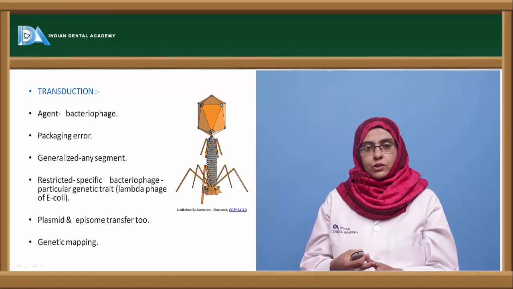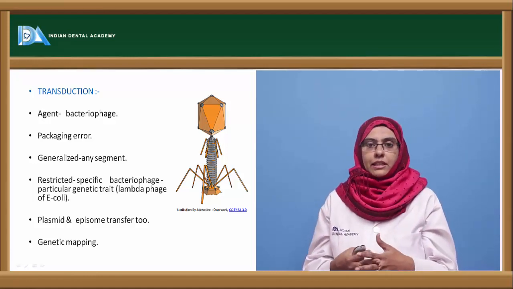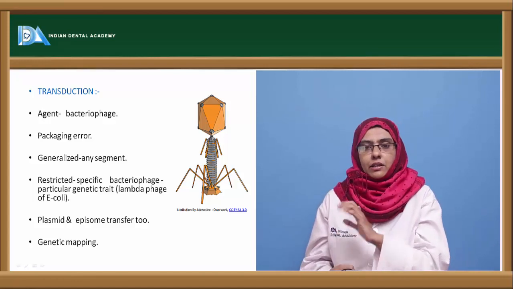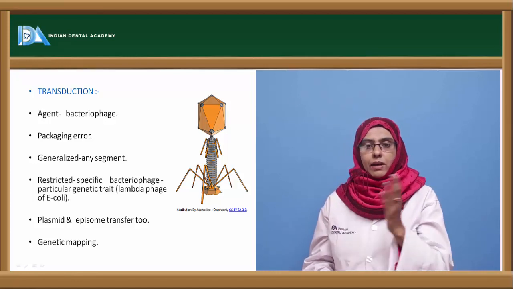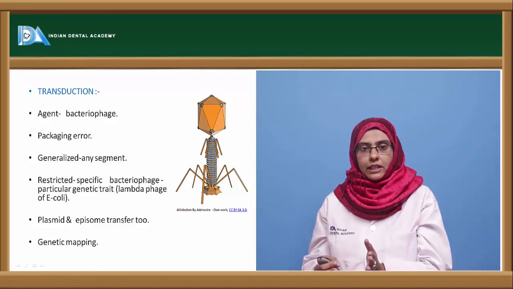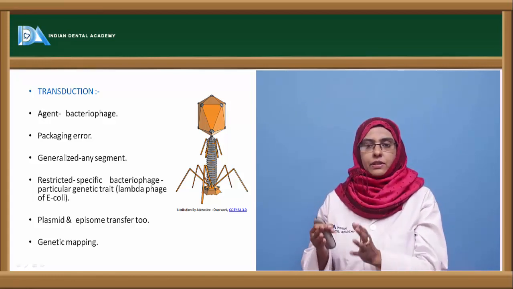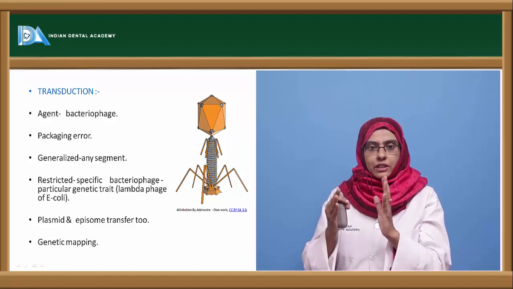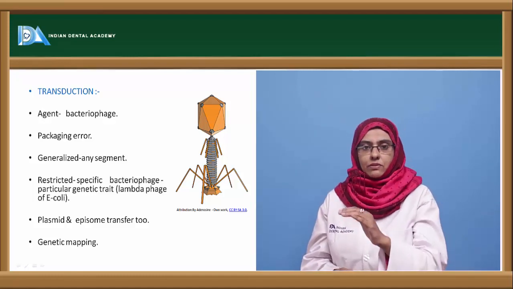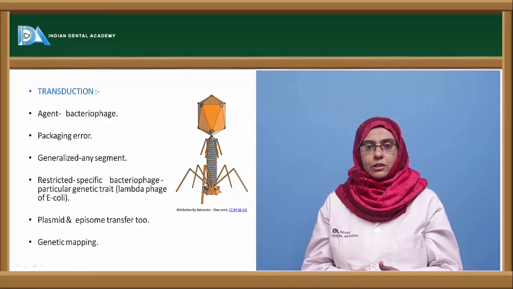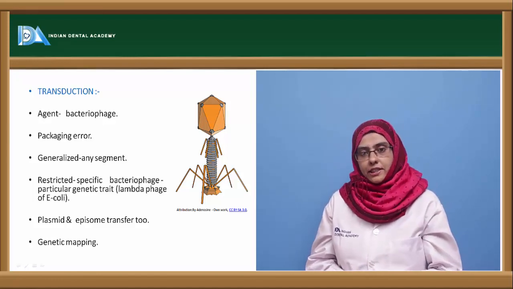Now during transduction, it so happens that during packaging, that is, during assembly, there is a possibility that some of the bacterial chromosome might creep into the phage head. In place of the viral genome, bacterial genome might get packaged. This is called a packaging error, and the progeny virus will have some part of the bacterial chromosome. When this phage infects another organism, it can transfer the bacterial gene. So this is one way of carrying out recombination with the help of bacteriophages, which is called transduction. Now this transduction can again be of two types.